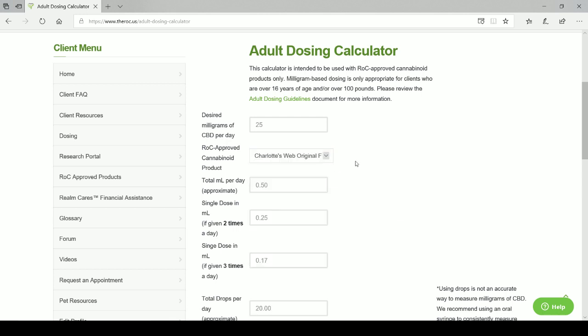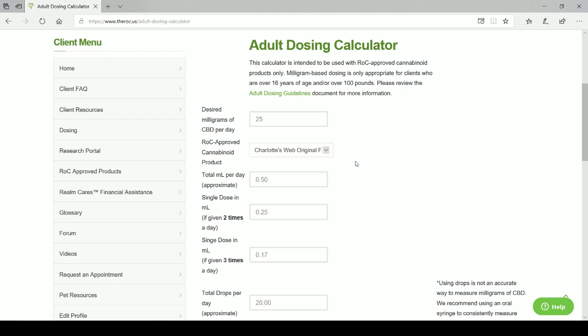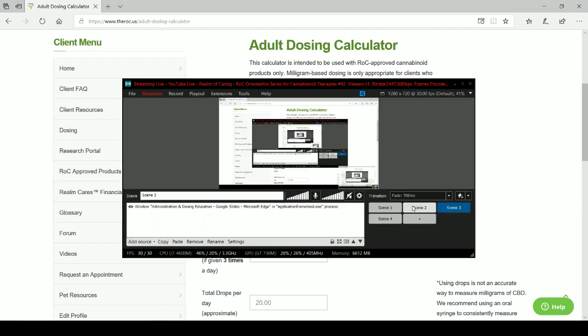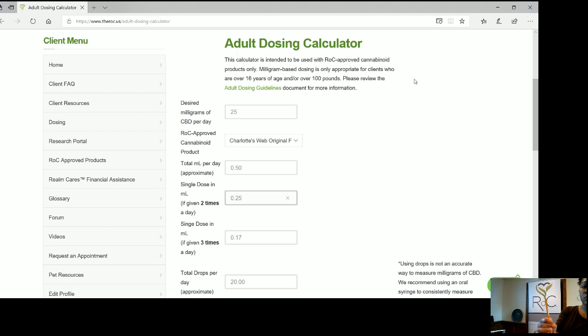So as you can see, 25 milligrams equals 0.25 milliliters twice a day. So 0.25 is in between 0.2 and 0.3. So 0.2 and then 5 tick marks down. Now, I realize that this syringe is orange, so you may or may not be able to see this, but you're not dosing from the tip. You're dosing from where it starts here. So 0.25 milliliters.